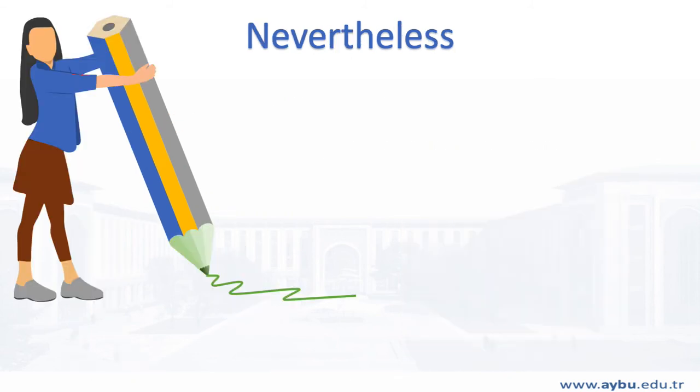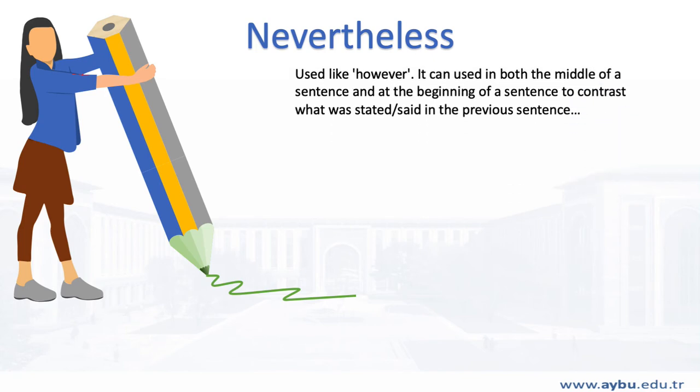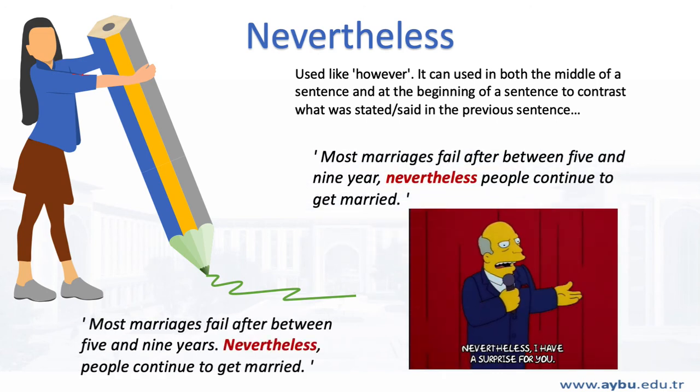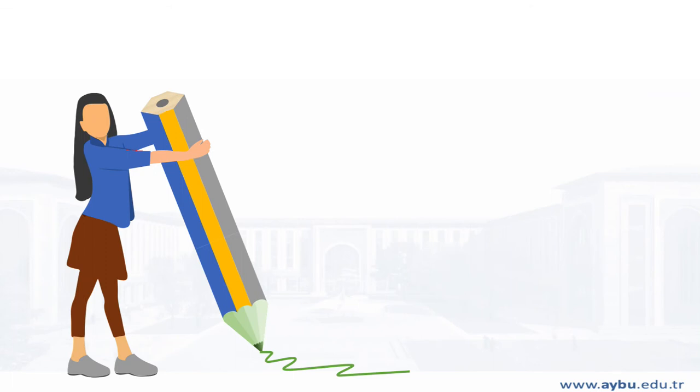The next one is nevertheless. It is used like however. It can be used in both the middle of a sentence to connect two parts or clauses, and at the beginning of a sentence to contrast what was stated or said in the previous sentence. Like this. Most marriages fail after between 5 and 9 years. Nevertheless, people continue to get married. You can also use it like in the second example, after a full stop, then it is followed by a comma.